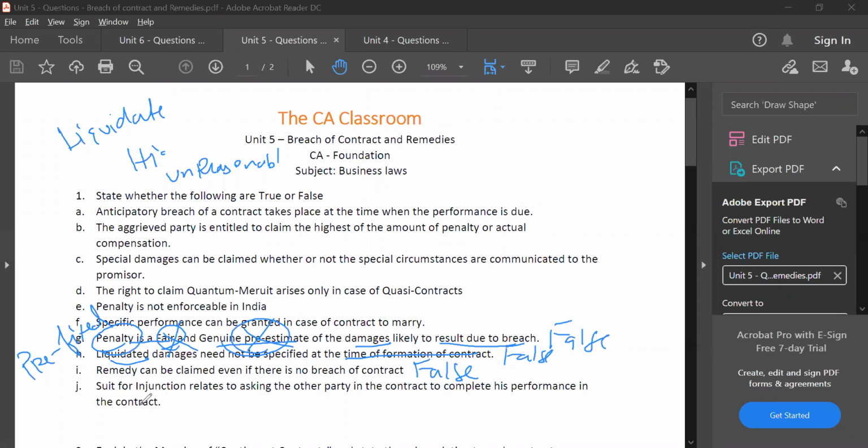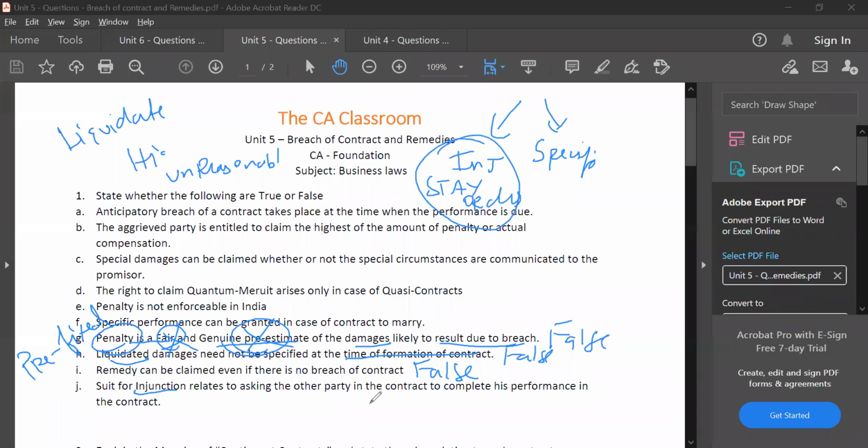No, guys. See, suit for injunction, and if you see the remedies, there are two types of remedies. One is injunction, one is suit for specific performance. Now, injunction is nothing but a stay order, asking somebody to stop doing what they're doing.